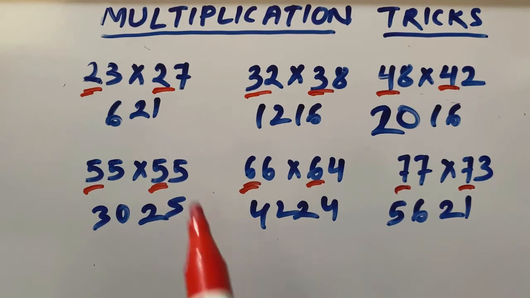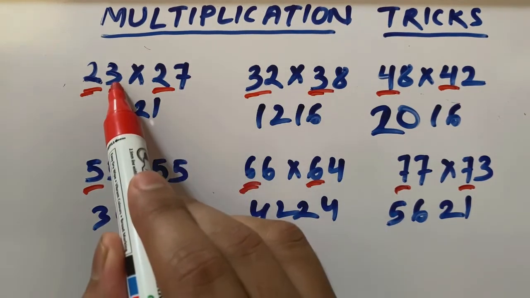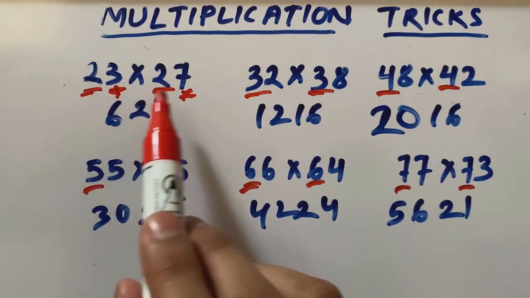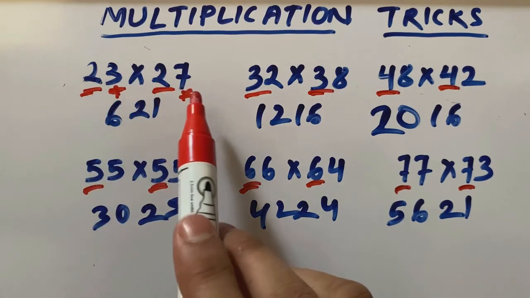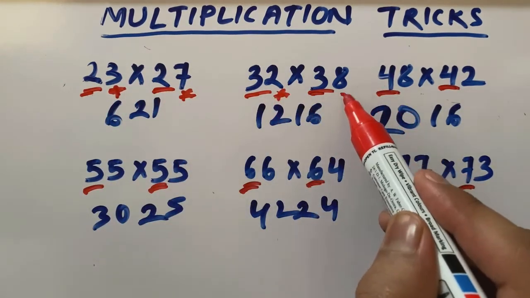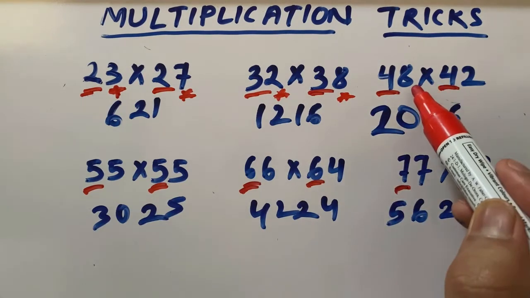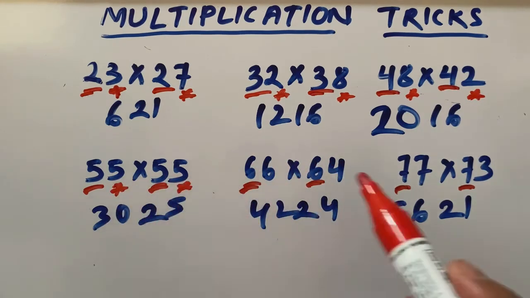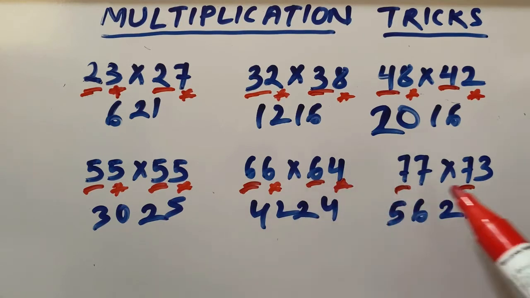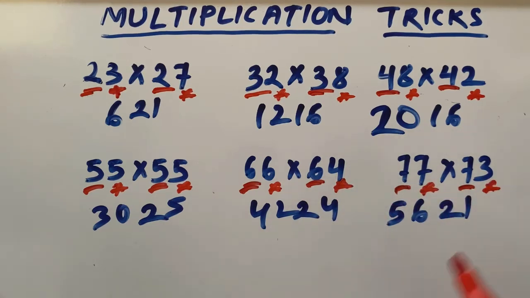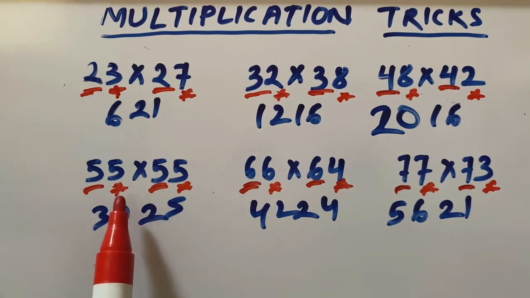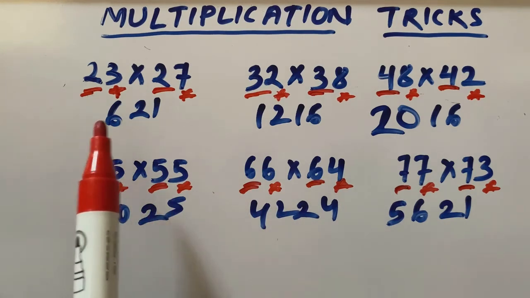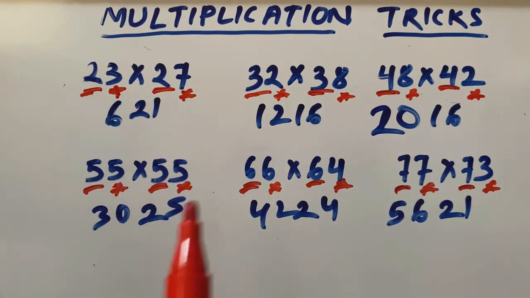And what is the second condition? The second digit of the first number and the second digit of the second number, if you add them, you will get 10. So 3 plus 7 is equal to 10. Similarly, here it is 2 and 8, 2 plus 8 equals 10. Here 8 and 2 make 10. 5 plus 5 equals 10. 6 plus 4 equals 10. 7 plus 3 is equal to 10. So if you add the second digits of both numbers, it should be 10, and the first digits of both numbers should be equal. Only then can we apply the formula.